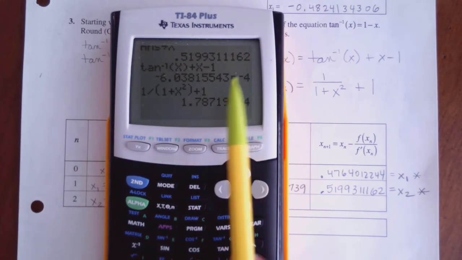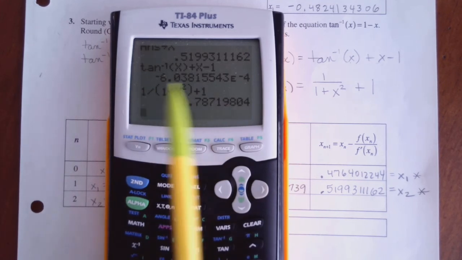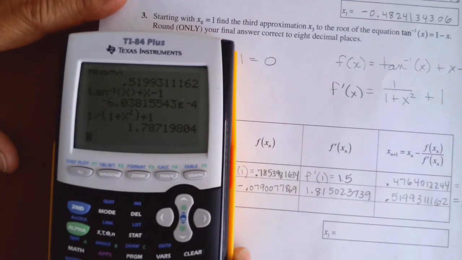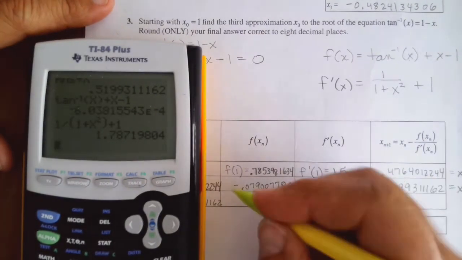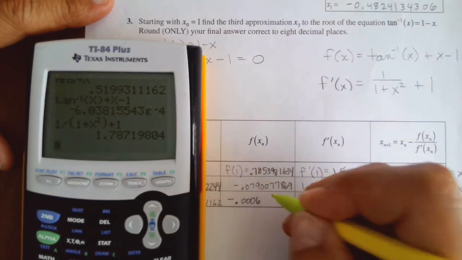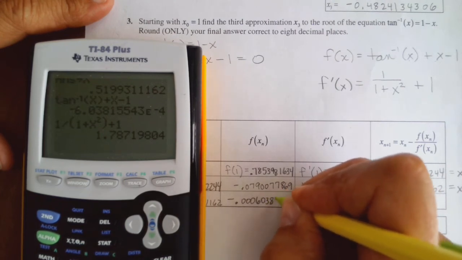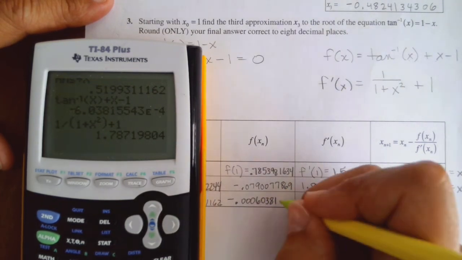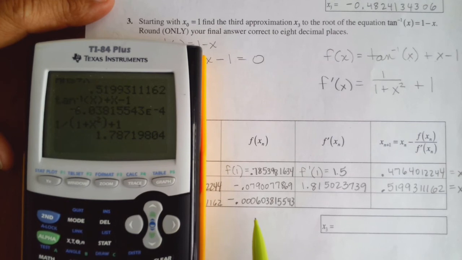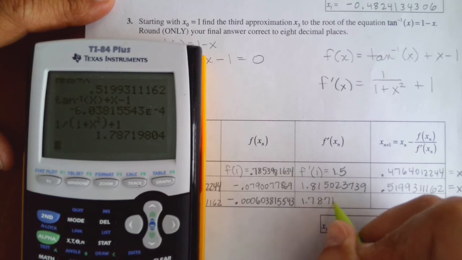Remember, scientific notation, e to the negative 4, means you're going to move that decimal place 4 places to the left. So that means you're going to add 3 zeros. So that number, slid over, will be negative 0.00060381 5543. You can write it in scientific notation, that's the way you write it. And then here's our derivative function value, 1.787198.